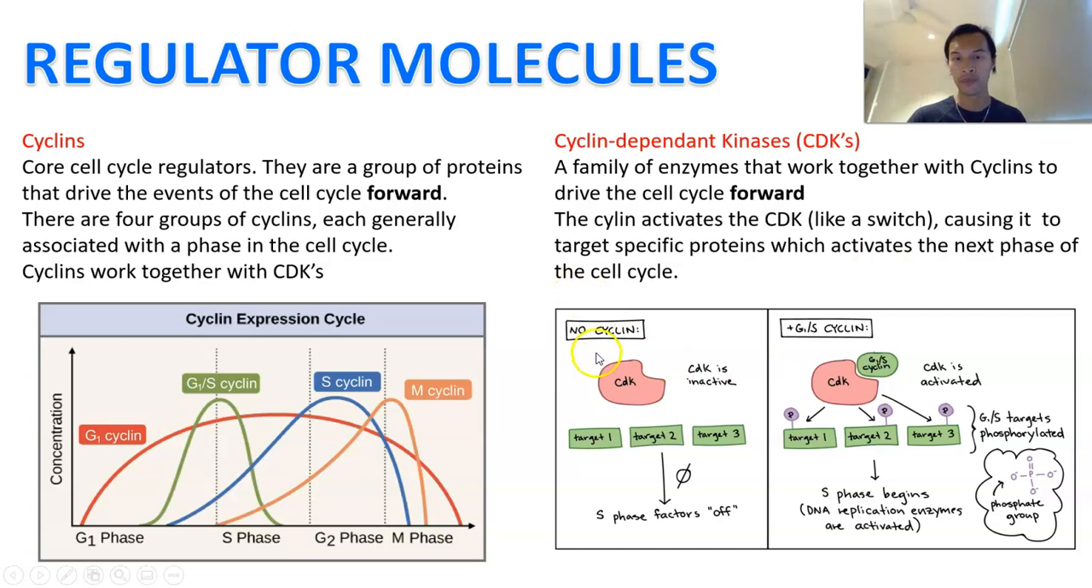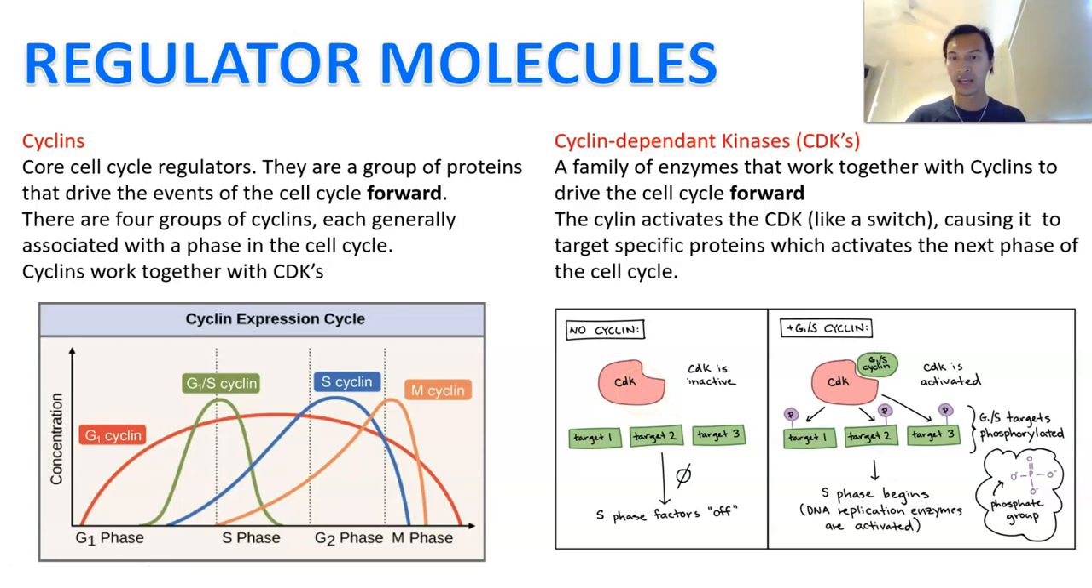So for example, right, if there is no cyclin, the CDK is inactive. That means the target proteins that it is trying to switch on are going to be switched off. And then that also means that, let's say, for example, if it is the S phase, that means the S phase is not going to start yet because these target molecules are not switched on because the CDK is inactive.